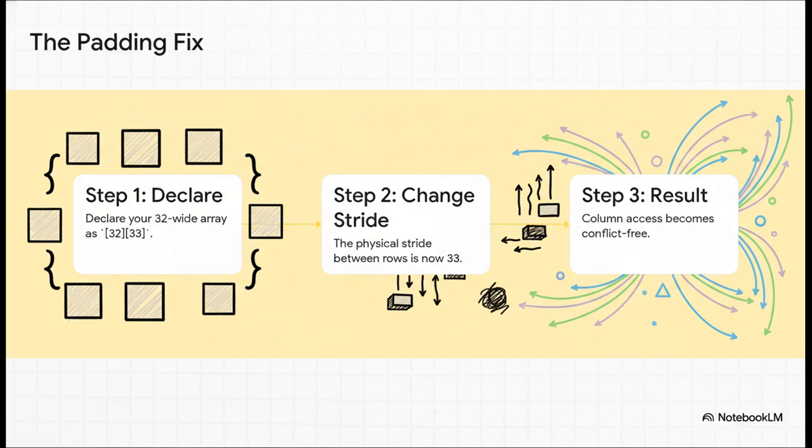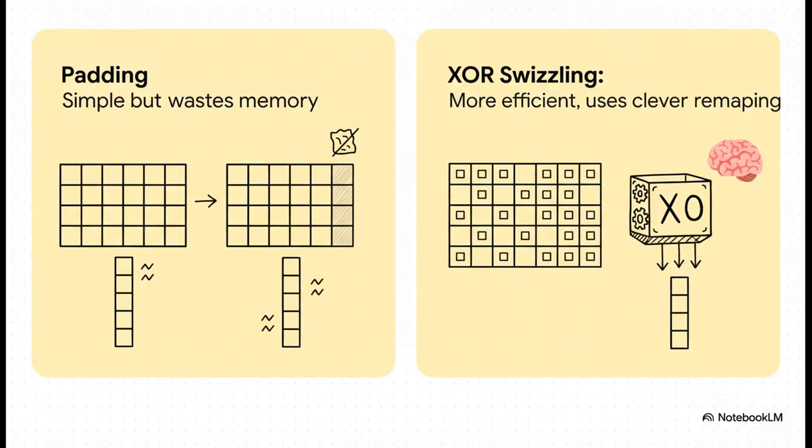It's almost deceptively simple. Instead of telling the compiler your array is 32 elements wide, you lie a little. You say it's 33. Now, yeah, this adds a tiny bit of wasted space, but what it does is change the stride, the jump between rows, from 32 to 33. And because 33 is an odd number, it doesn't have common factors with 32. And just like magic, when you access a column now, the requests are spread out perfectly across all the different banks again. Problem solved. But padding does waste that precious shared memory.